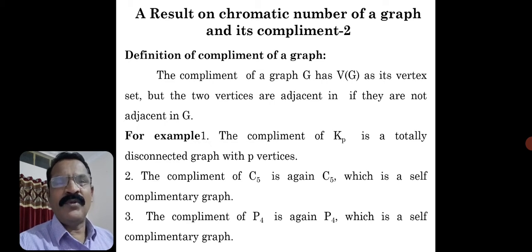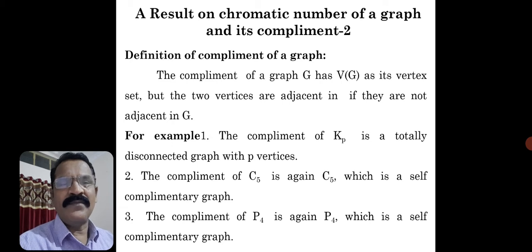Already we took some examples. The complement of Kp is a totally disconnected graph with p vertices, because in Kp every pair of vertices is adjacent in a complete graph. When every pair of vertices is adjacent in the complete graph, none of the vertices are adjacent in its complement. So the complement of Kp will be a totally disconnected graph with p number of vertices.